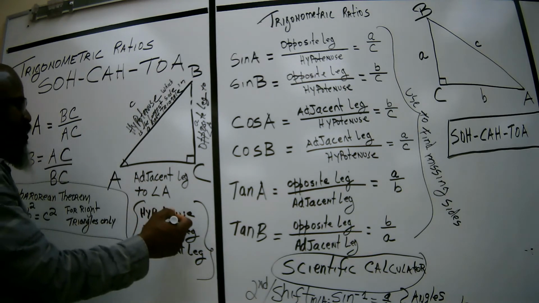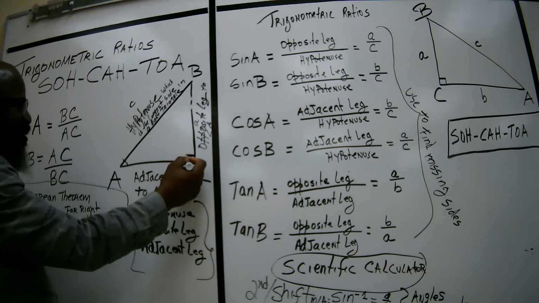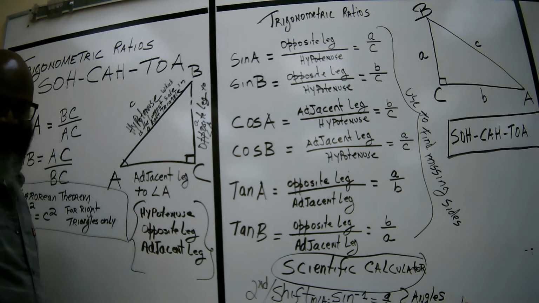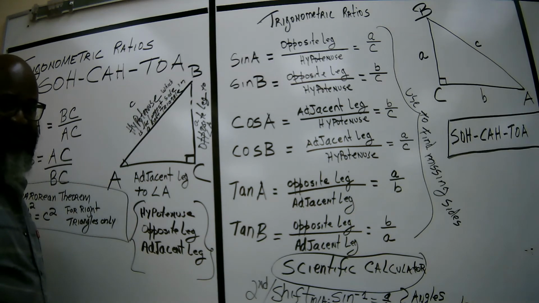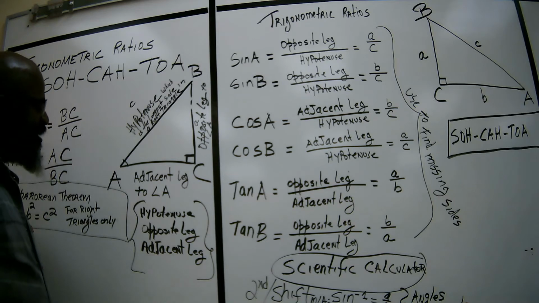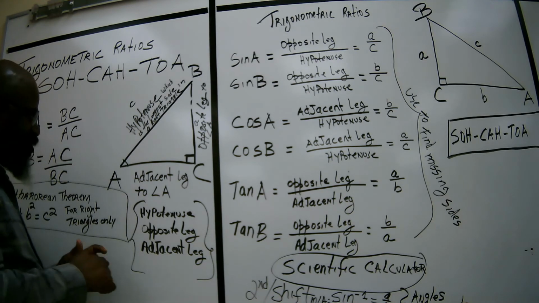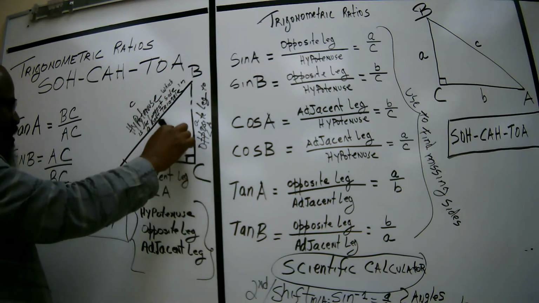The hypotenuse always faces the 90-degree angle, or if the three numbers are given to you, it is the largest number out of the three. That's the hypotenuse. If the three numbers are not given to you, the easiest way to identify it is to look across from the 90-degree angle; this is the hypotenuse.